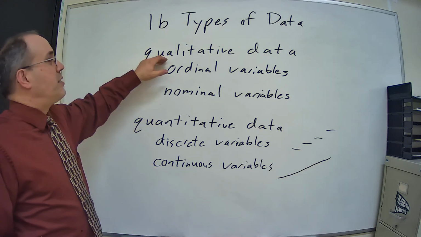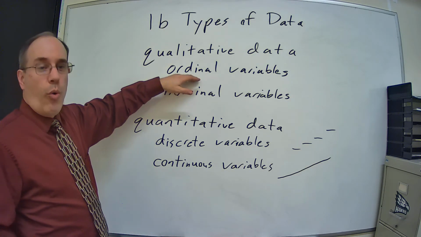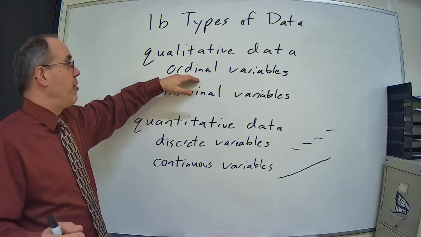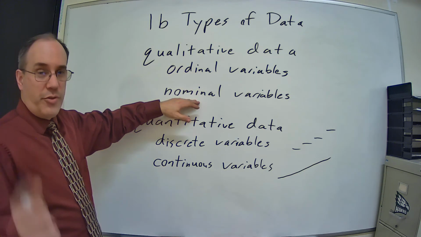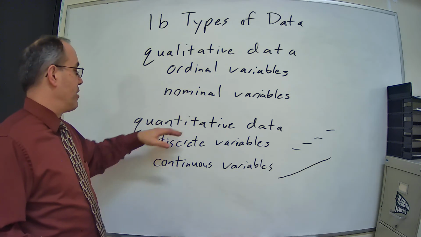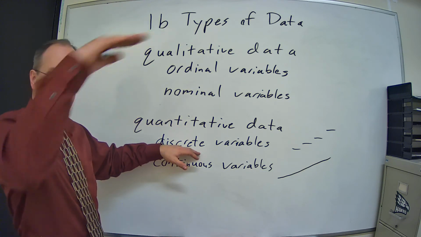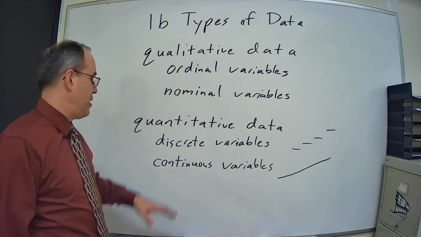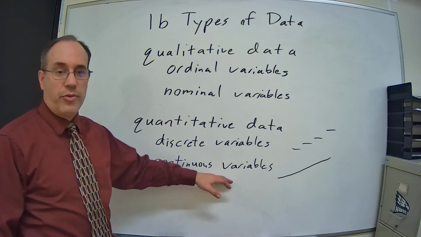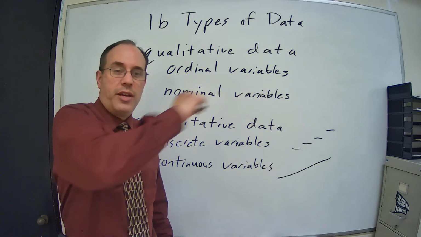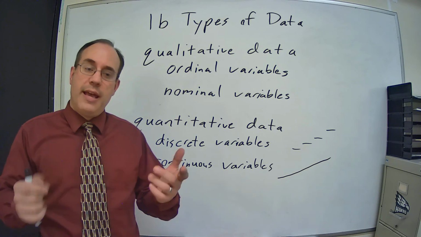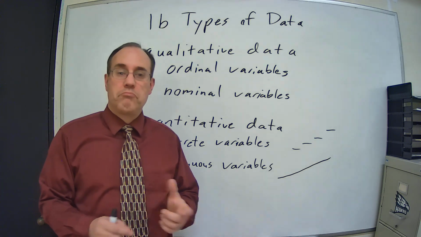So qualitative data can be broken down into ordinal, they have a natural ordering, or nominal, they do not have a natural ordering. And quantitative can be broken down into discrete variables, set steps or values, or continuous variables where they can have any value in some interval. And that's topic 1b, types of data.